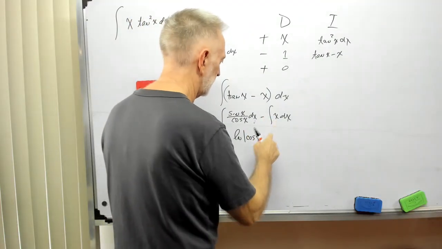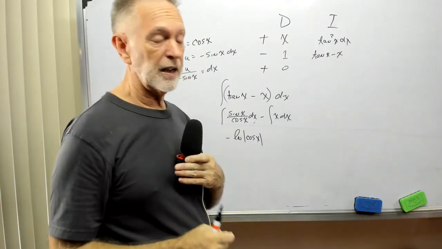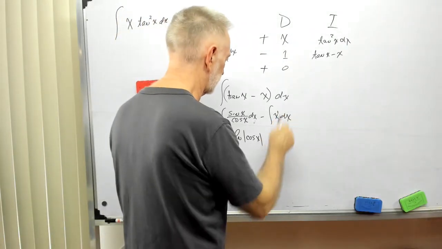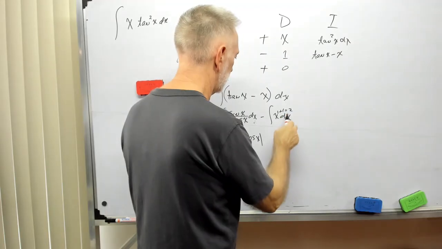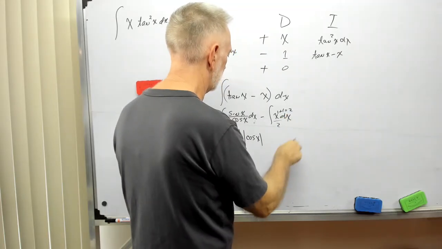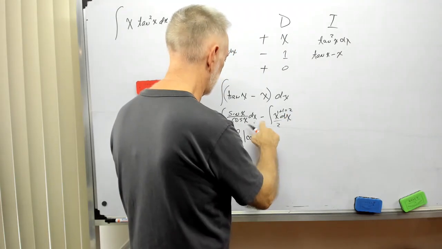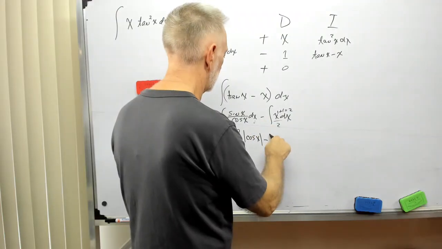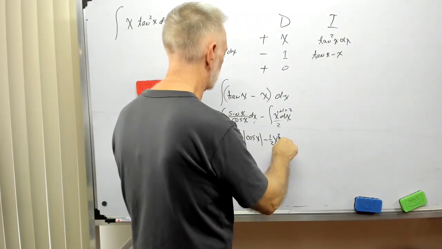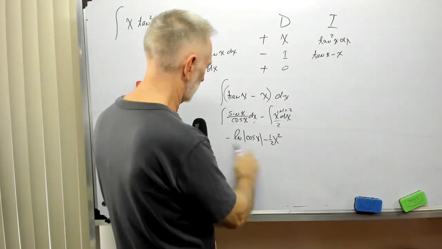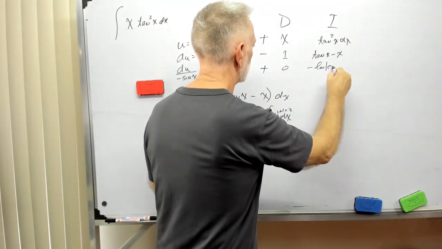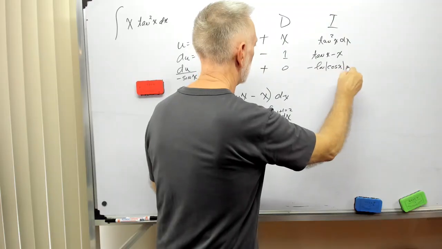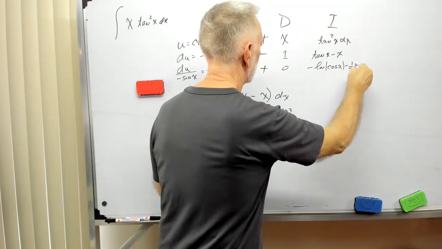Minus, what's the integral of x dx? Okay, that's x to the first power, right? So we're going to increase it by 1 to 2 and divide by that, so I have minus 1/2 x squared. So what do we end up with here? Minus natural log cosine x minus 1/2 x squared.